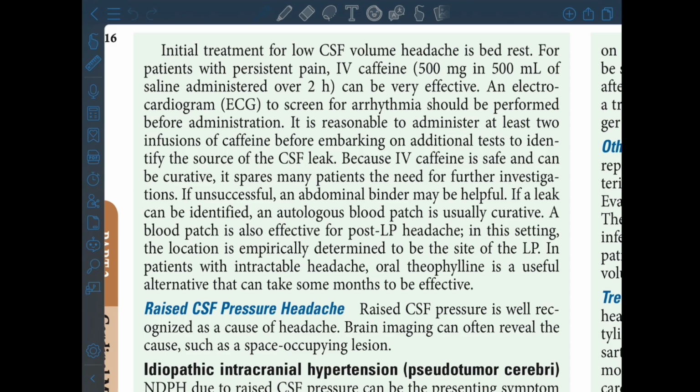If a leak can be identified, an autologous blood patch is usually curative. A blood patch is also effective for post-lumbar puncture headache in this setting. The location is empirically determined to be the site of the LP. In patients with intractable headache, oral theophylline is a useful alternative that can take some months to be effective.